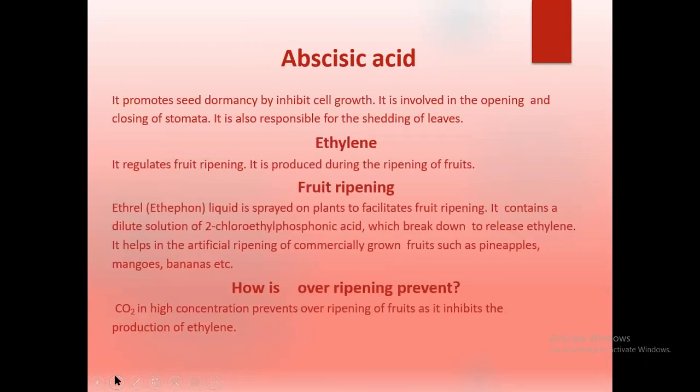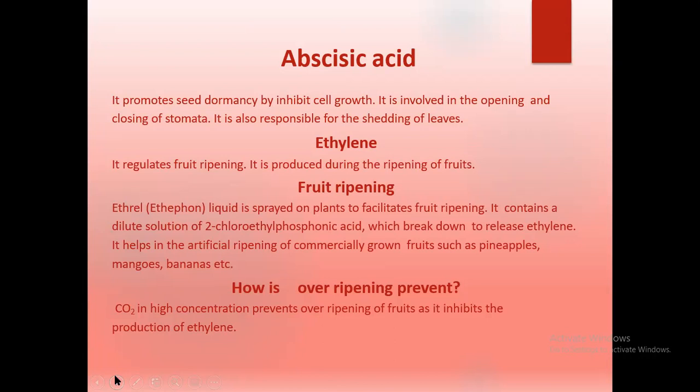Abscisic acid promotes seed dormancy by inhibiting cell growth. It is involved in the opening and closing of stomata, and it is also responsible for the shedding of leaves. Ethylene regulates fruit ripening. It is produced during the ripening of fruit.